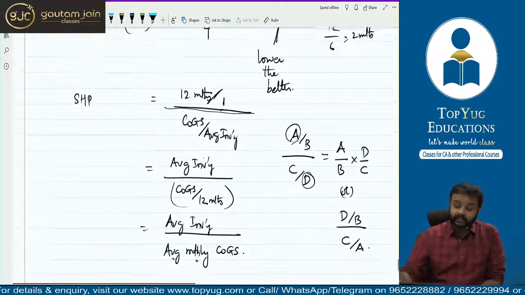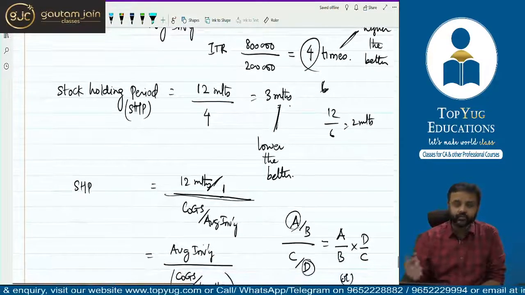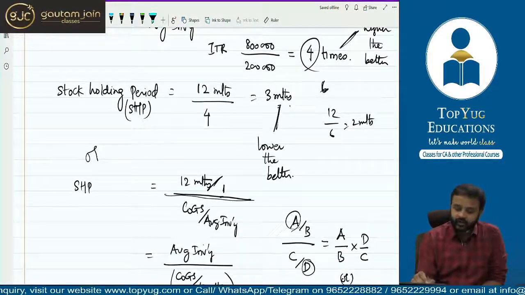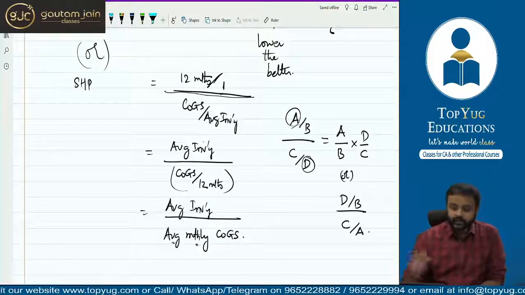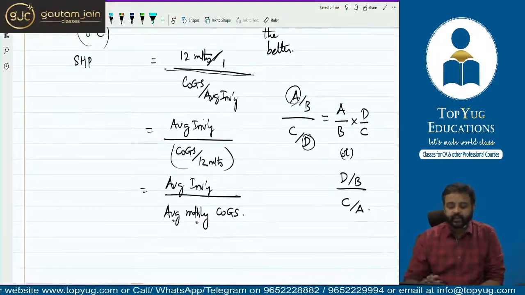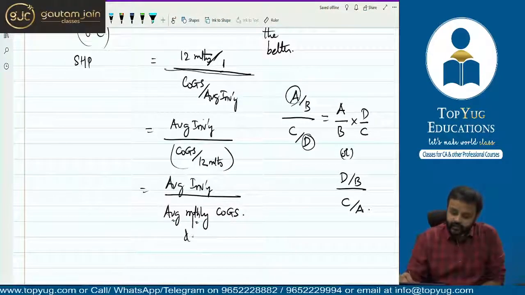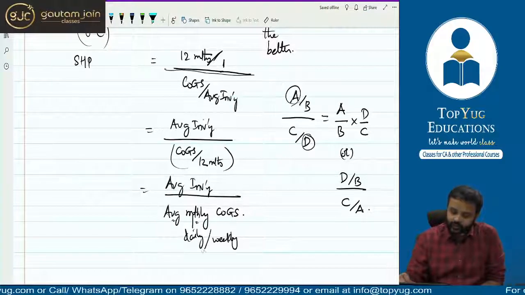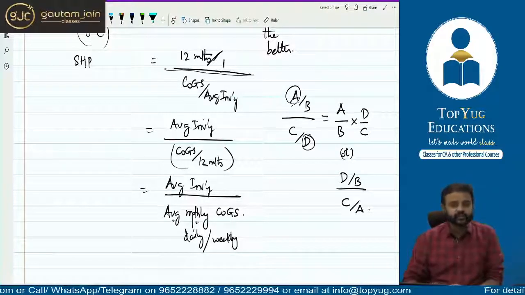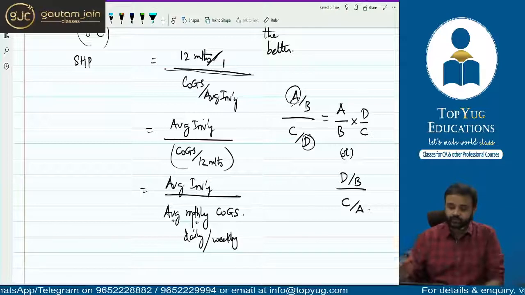In case you have calculated ITR and then want to calculate stock holding period, the above one will work. This is the alternate way I am talking about for calculating stock holding period: average inventory upon average monthly cost of goods sold. Instead of monthly, we can also take daily or weekly, it's up to you. If you're taking daily, you'll have to divide by 365 or 360 days, and weekly means you'll have to divide by 52. This is how you can do it.